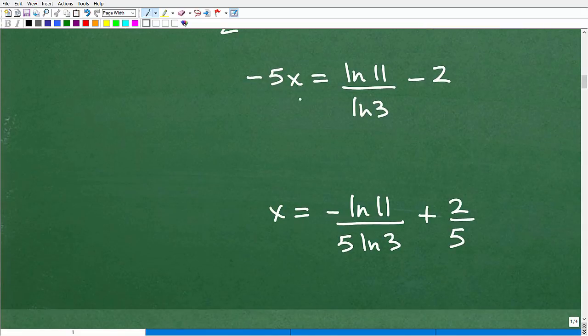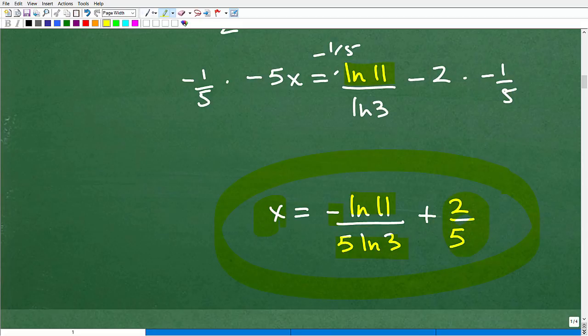And now at this point, to solve for x, I can multiply everything by negative 1/5, which is the same thing as dividing by negative 5. So I have to multiply this by negative 1/5 and this guy over here by negative 1/5 as well. And when you do that, you get x is equal to negative ln 11 over 5 ln 3, because I'm multiplying by negative 1/5. And now negative times negative is going to be positive 2/5. And this is perfectly fine. This is an exact answer right here.